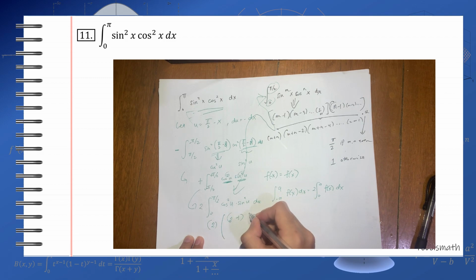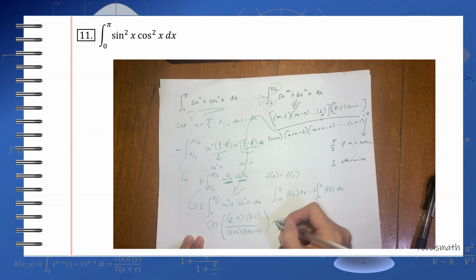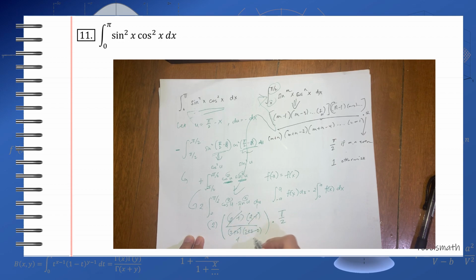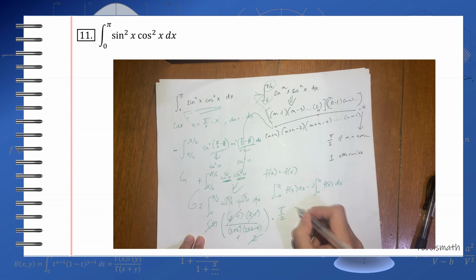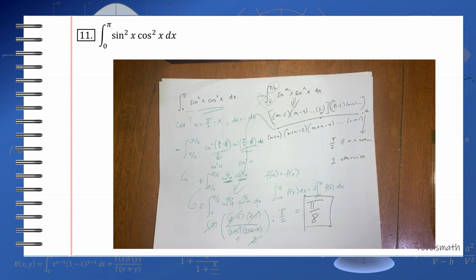The other one is also 2 minus 1. Over 2 plus 2, and then 2 plus 2 minus 2. And then you can't do any more, so that's it, times the multiplier, since both of them are even, pi over 2. So this is 1 times 1 over 4 times 2. The 2 cancels out, so we are left with pi over 8. Wow. Quite a challenging first question.